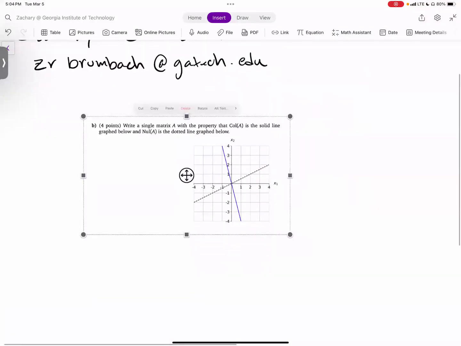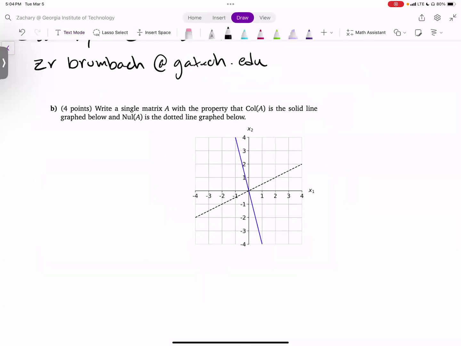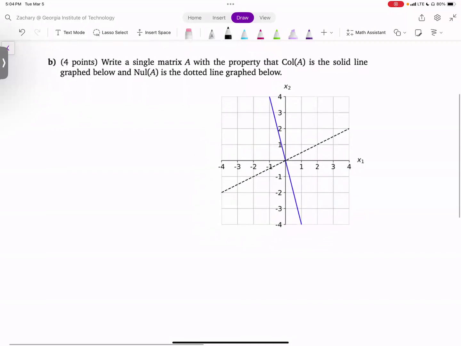So what we're looking at here is they give us a two-dimensional graph with two lines on it, and they say one's the column space and one's the null space. How do we go backwards from this to tell us what the actual matrix is, or what a possible matrix to create these two spaces is? I'll start this generally by writing out what column space and null space are first.